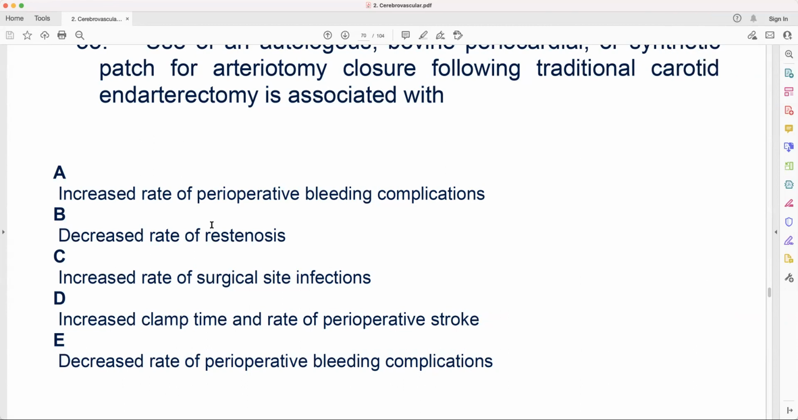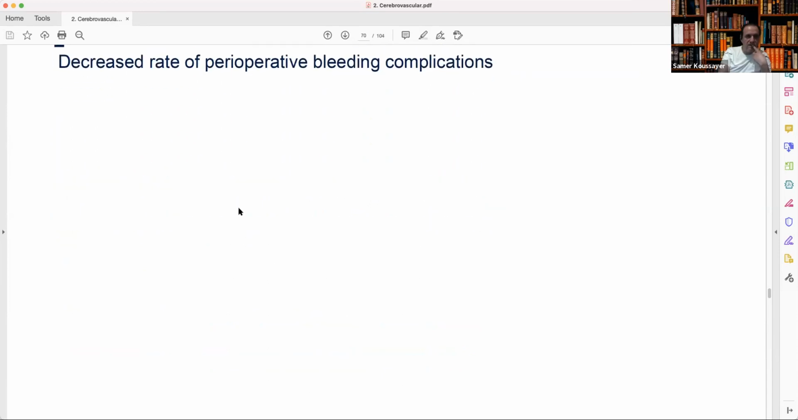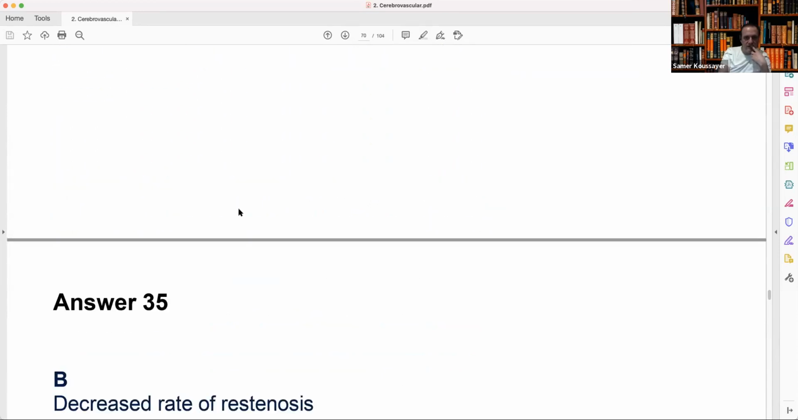Decrease rate of perioperative bleeding complication. We said it has no relation. There's no relation, so that's correct. So this is just straightforward. So always use a patch.